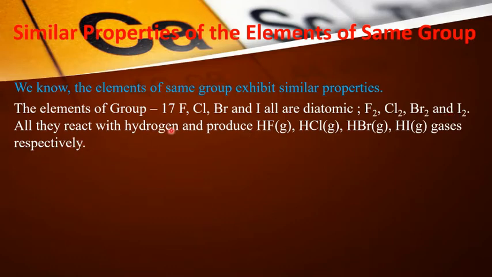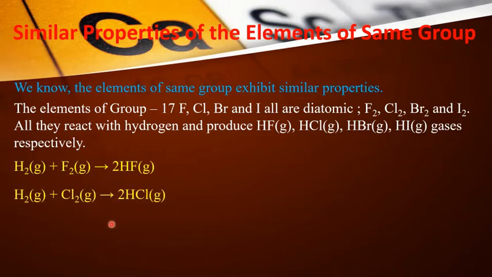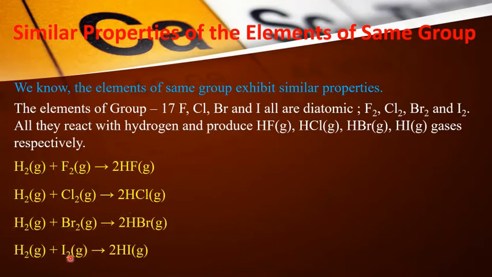And they all react with hydrogen and produce hydrogen fluoride gas, hydrogen chloride gas, hydrogen bromide gas and hydrogen iodide gas respectively. For example, when fluorine reacts with hydrogen, it produces hydrogen fluoride gas. When chlorine reacts with hydrogen, it produces hydrogen chloride gas. In the same way, bromine and iodine produce hydrogen bromide gas and hydrogen iodide gas.